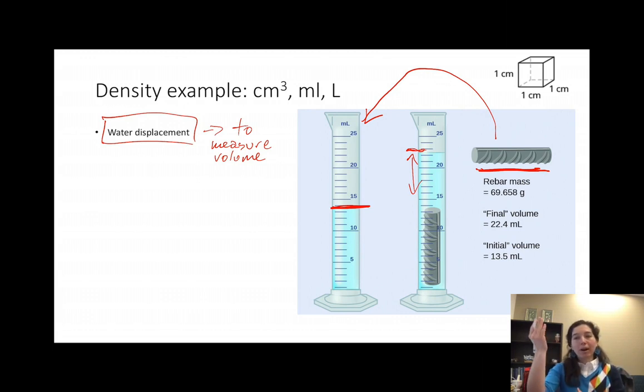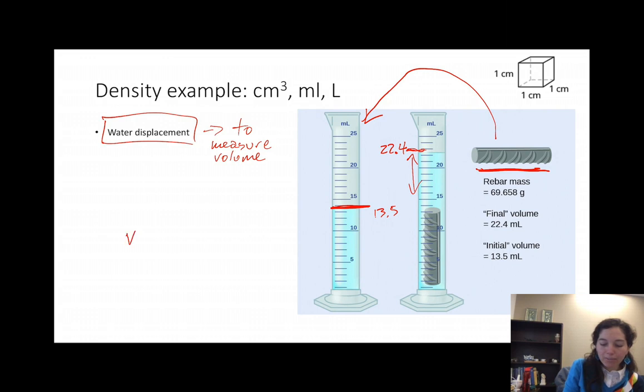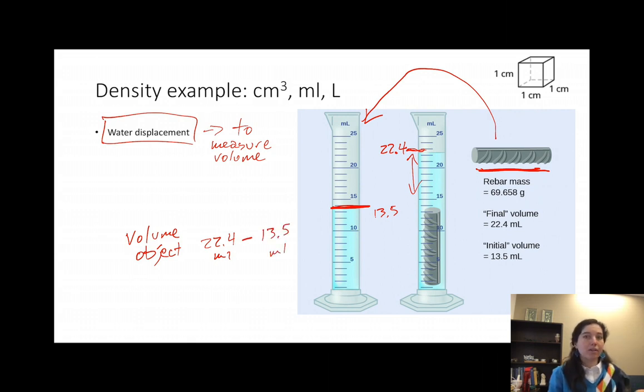So we see that water go up. So our initial volume here was like 13.5, and then after the rebar is added, it goes up to 22.4. So if we wanted to know the volume of the object, we can simply take the difference here. So it's 22.4, this is milliliters, minus 13.5 milliliters in order to get your final volume. So the volume of this object would be 8.9 milliliters.